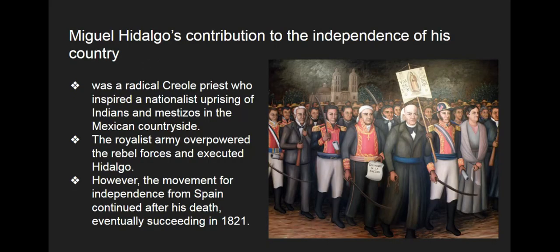Miguel Hidalgo's contribution to the independence of his country is that he was pretty interesting. He's a radical Creole priest who inspired a nationalist uprising of both Indians and mestizos in the Mexican countryside. The Royalist army overpowered the rebel forces, though, and unfortunately, he was executed. However, the movement that he started for independence from Spain managed to continue after his death, and eventually the movement is successful with gaining independence in 1821.